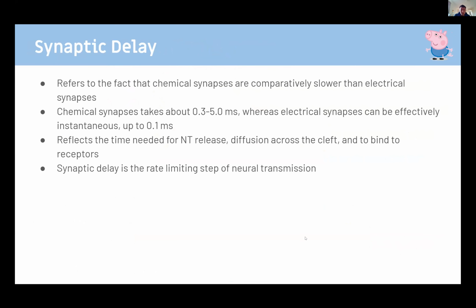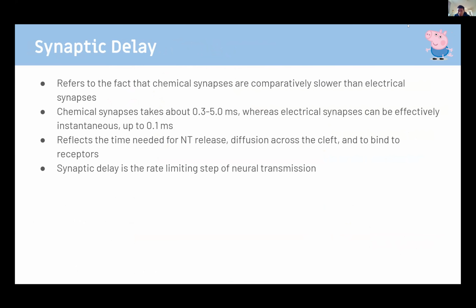And something to note is something called the synaptic delay. So this basically refers to what we talked about before, that chemical synapses are comparatively slower than electrical synapses. So chemical synapses take about 0.3 to 5 milliseconds, whereas electrical synapses just take up to 1 millisecond.